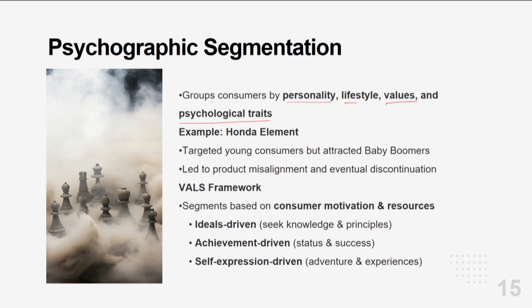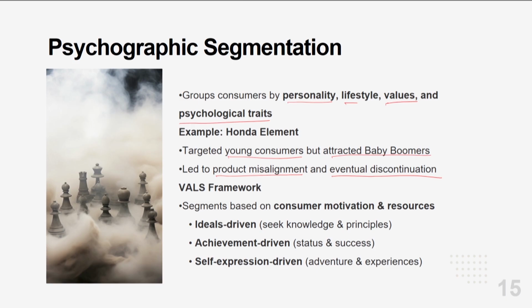Now, for example, Honda Element targeted young consumers and attracted baby boomers. Why was this happening? Because the baby boomers who wanted to relive their childhood or their young years were the ones who actually opted for it, although the positioning showed the consumer as a young person. Baby boomers wanted to relive those days and hence they opted for it. And it led to product misalignment and eventually it got discontinued because the connect was not fitting.